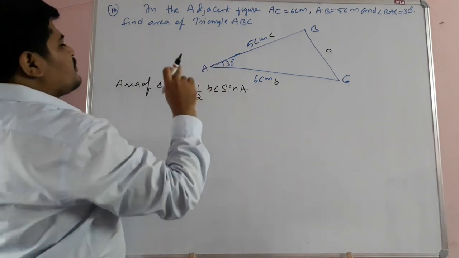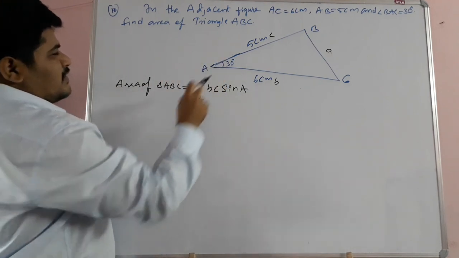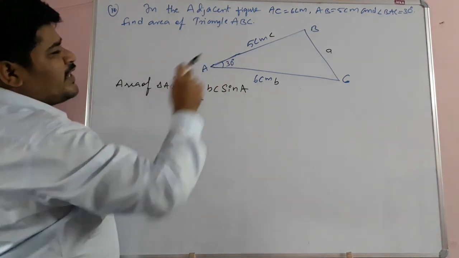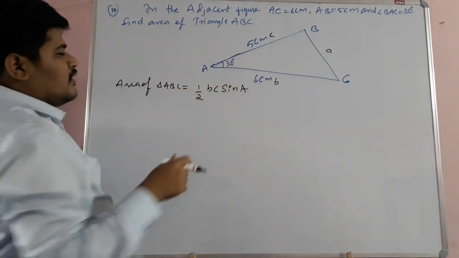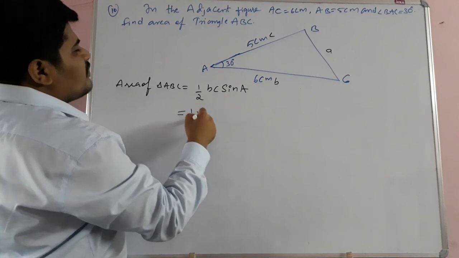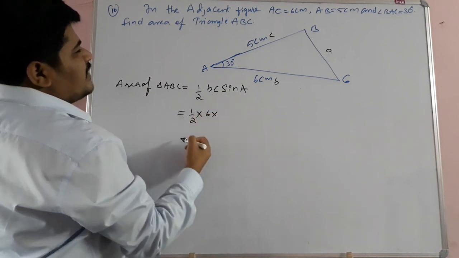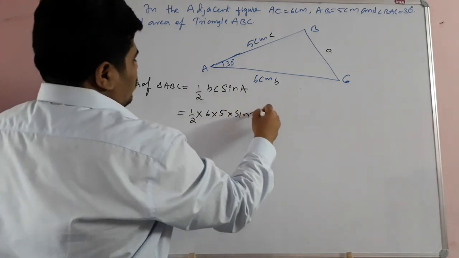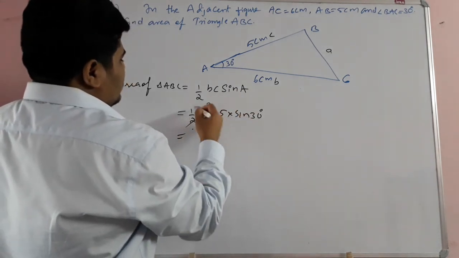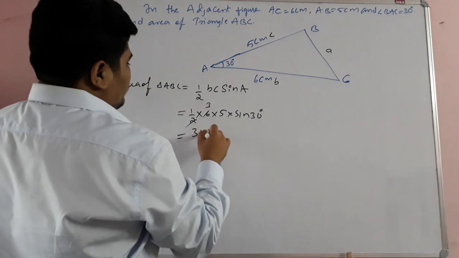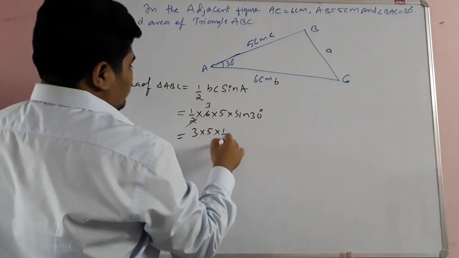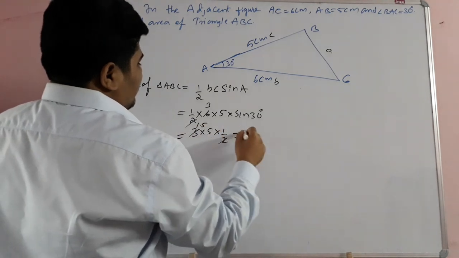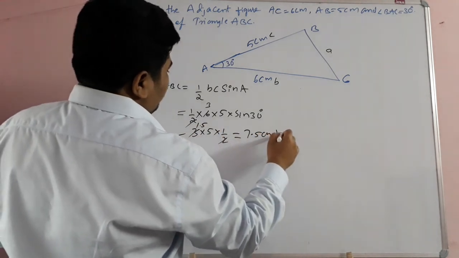They gave the angle as 30 degrees, so we need to take sine 30 degrees here. Two sides and the included angle are there. So half into the length of B, which is 6, and the length of C, which is 5, into sine 30 degrees. 2 1s are 2, 2 3s are 6, so 3 into 5 into sine 30 value half. 2 1s are 2, so 1.5, and 1.5 fives are 7.5 centimeters square units.